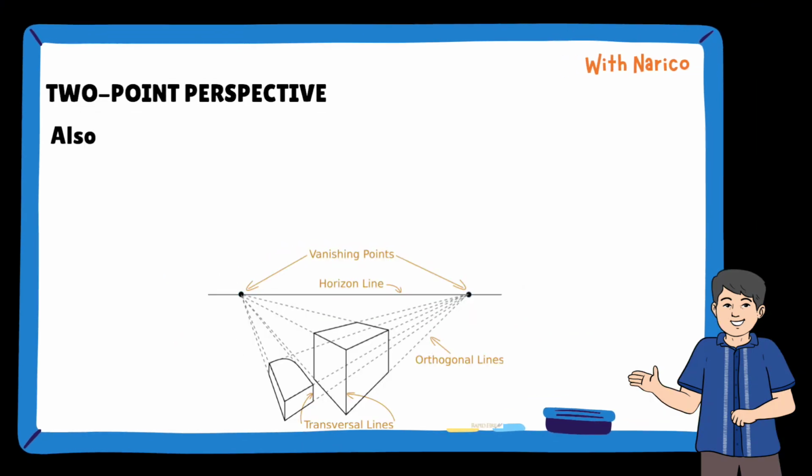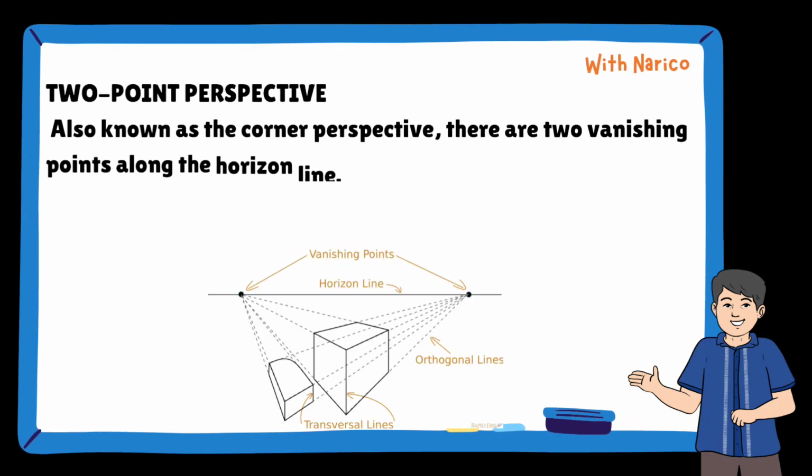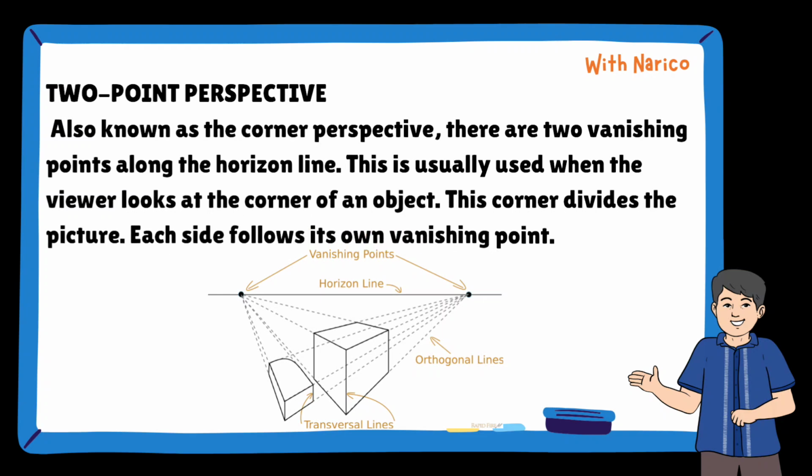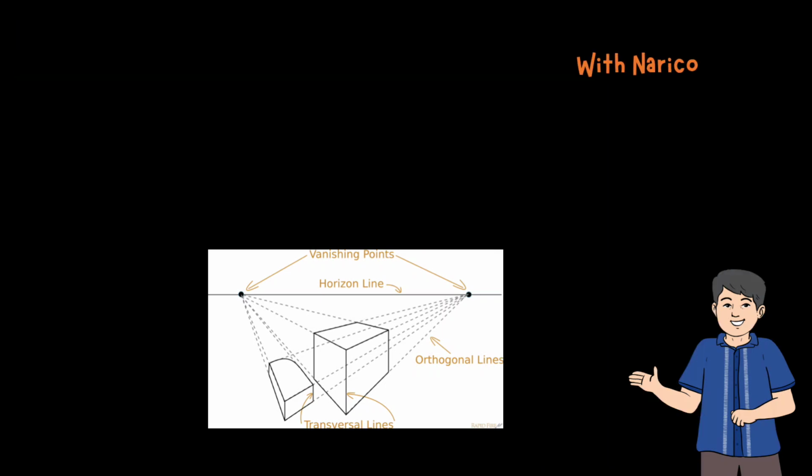Two-point perspective. Also known as the corner perspective, there are 2 vanishing points along the horizon line. This is usually used when the viewer looks at the corner of an object. This corner divides the picture. Each side follows its own vanishing point.